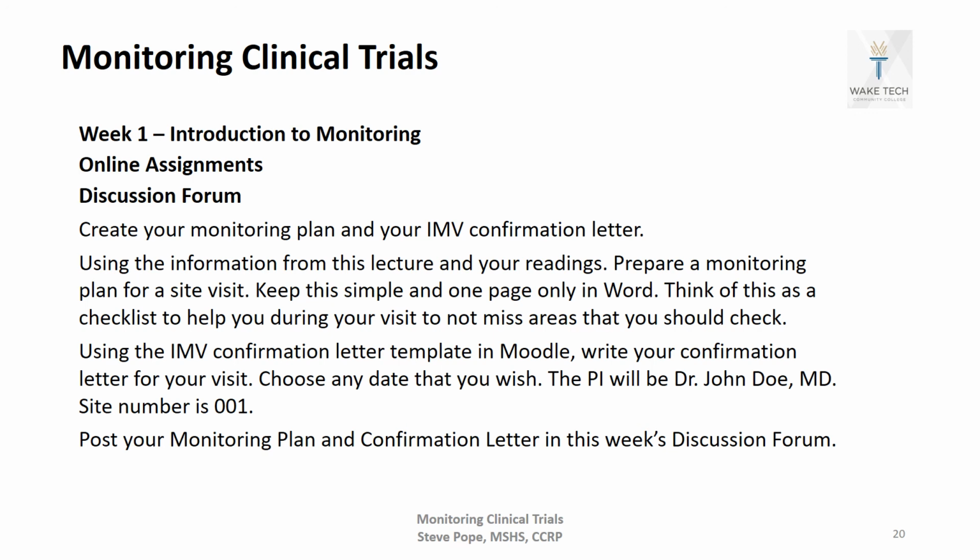You can choose any date that you wish. Your PI is going to be Dr. John Doe, MD. Your site number is going to be 001. Now, all the rest of the information that you need on there you can find on the 1572 that we reviewed earlier in the course. So I think everybody will be able to do that. It won't take you long to do it.